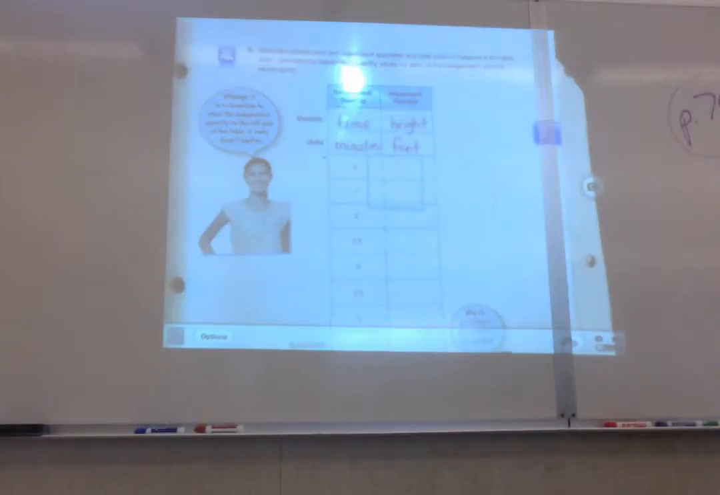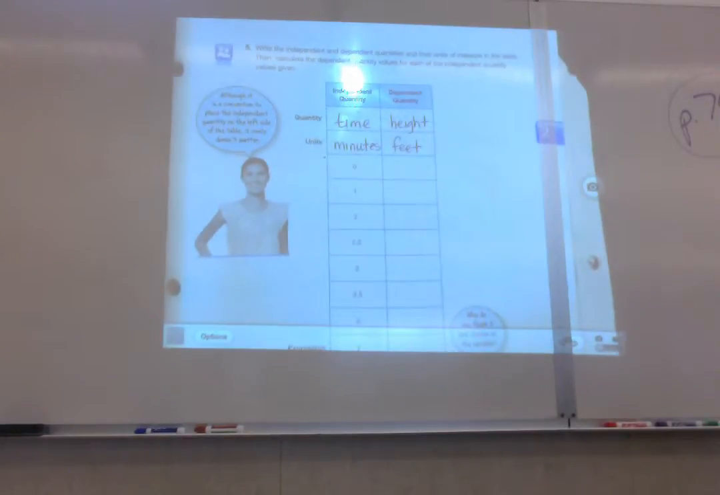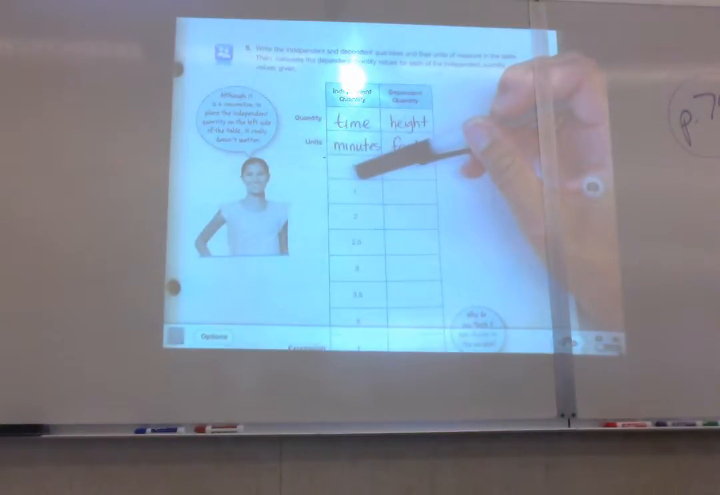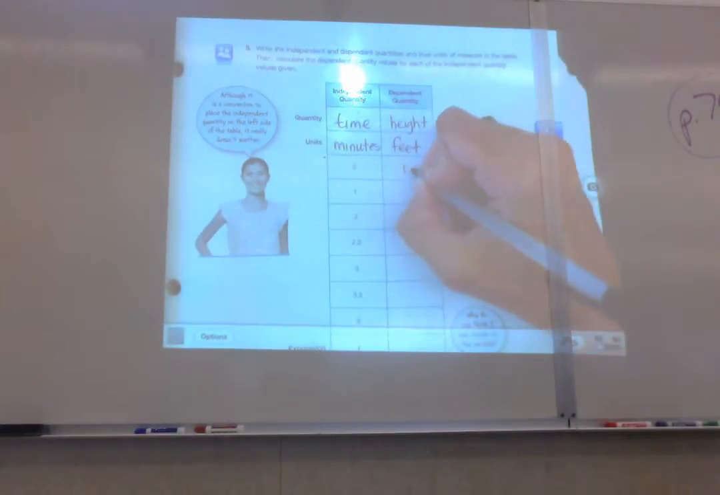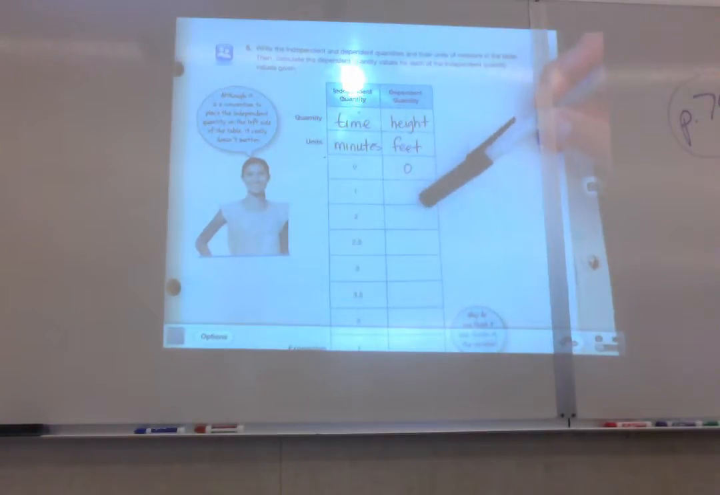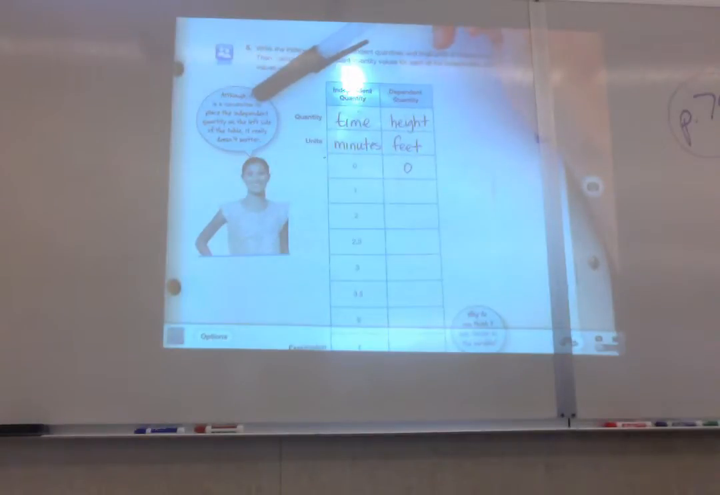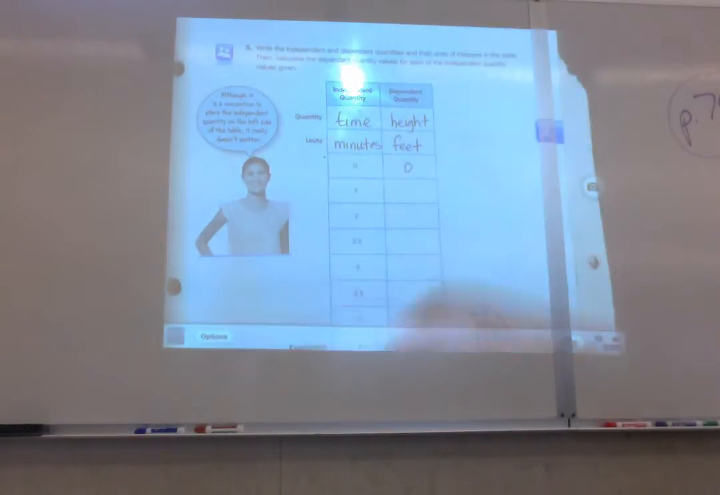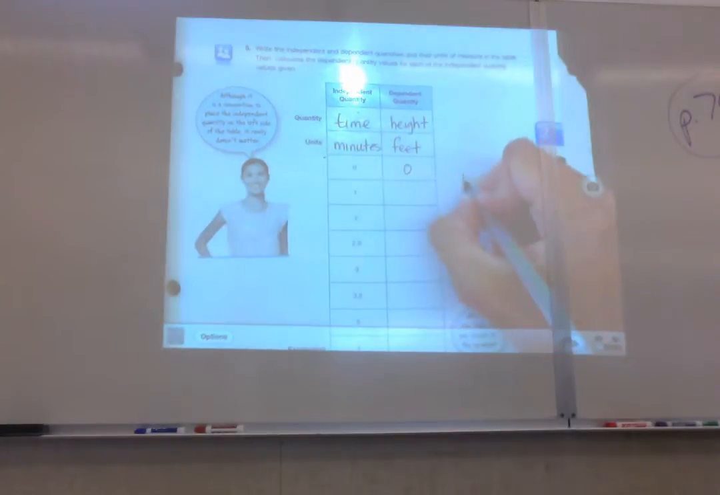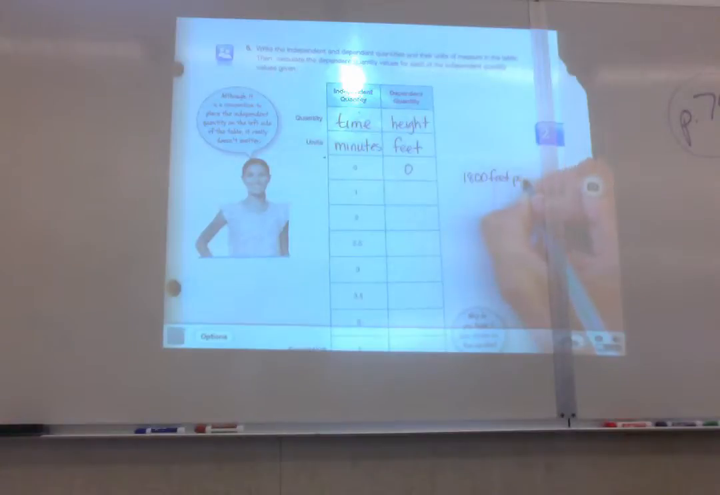Now, let's see. What do we know about this plane? Well, first of all, at time 0, how high is it? 0. And then how do I know how high it is after 1 minute? It says in the problem. 1,800 feet per minute. Okay, so 1,800 feet per minute we were given in the problem.